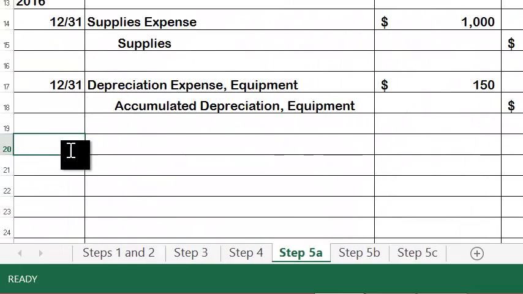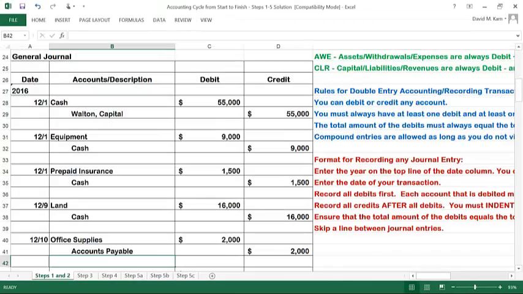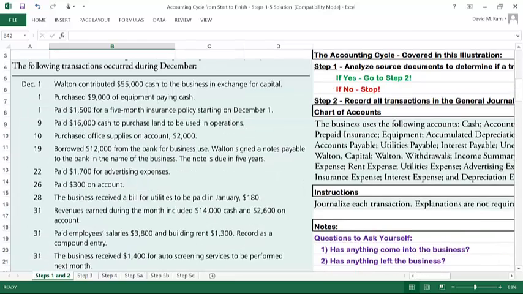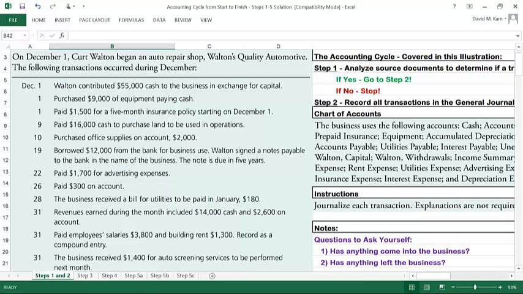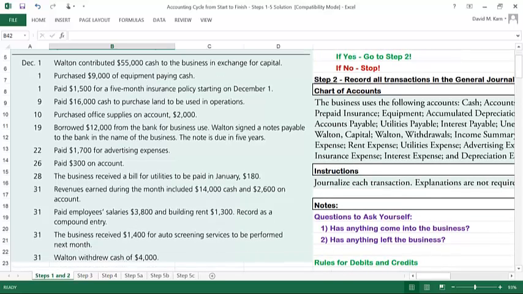Okay, then we get to letter C, 12/31, letter C. One month insurance has expired. Okay, so in this particular case, we have to go back to our original journal entries in steps 1 and 2, and you can see here, if we go back up to look at this, if you look at the first, December 1st, the third one, we paid $1,500 for a 5-month insurance policy starting on December 1st.